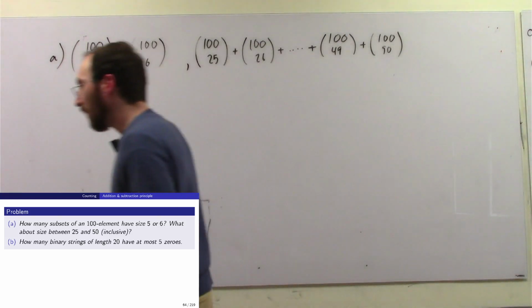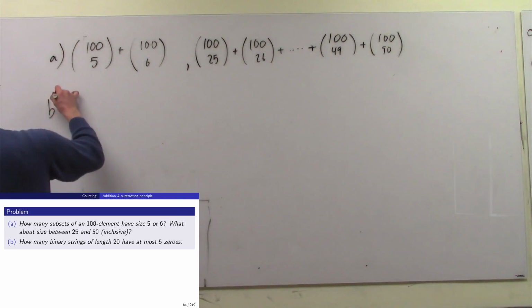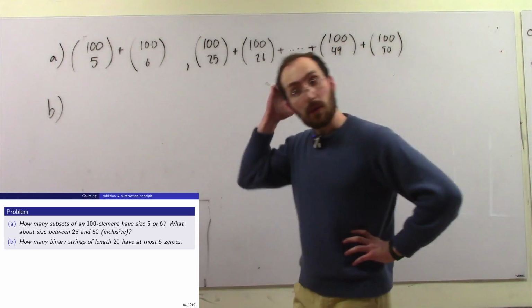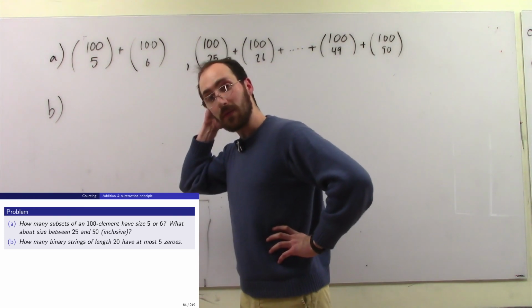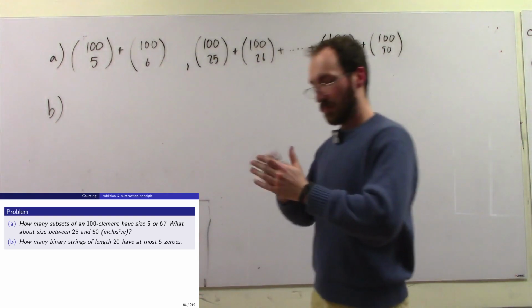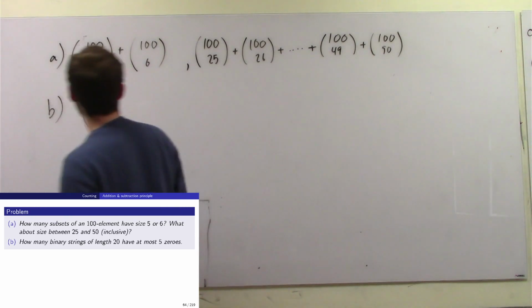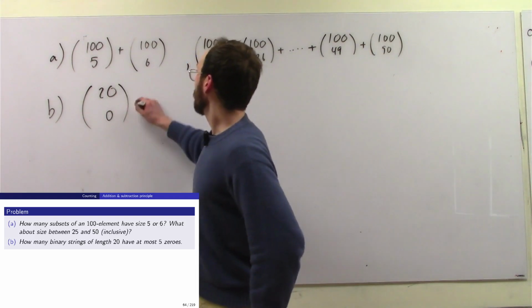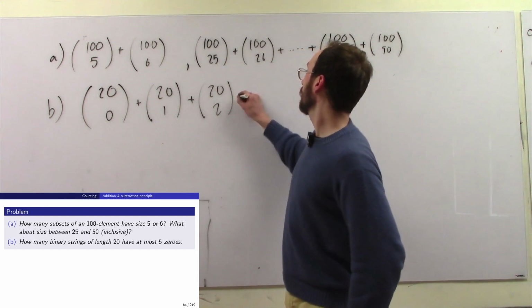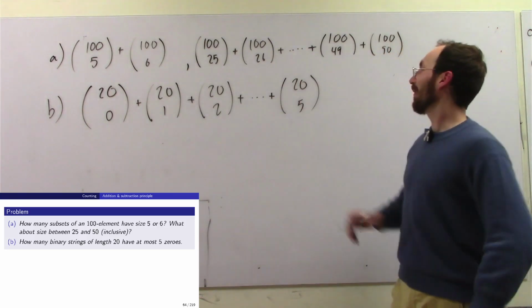Nice. So what about, how many binary strings of length 20 have at most 5 zeros? Okay, so if we want to count at most 5, then that is another way of saying we have no zeros, 1 zero, 2 zeros, 3 zeros, 4 zeros, 5 zeros. And how do we do that? Well, we have 20 spots. We can choose no zeros. We can choose 1. We can choose 2. Or 5.